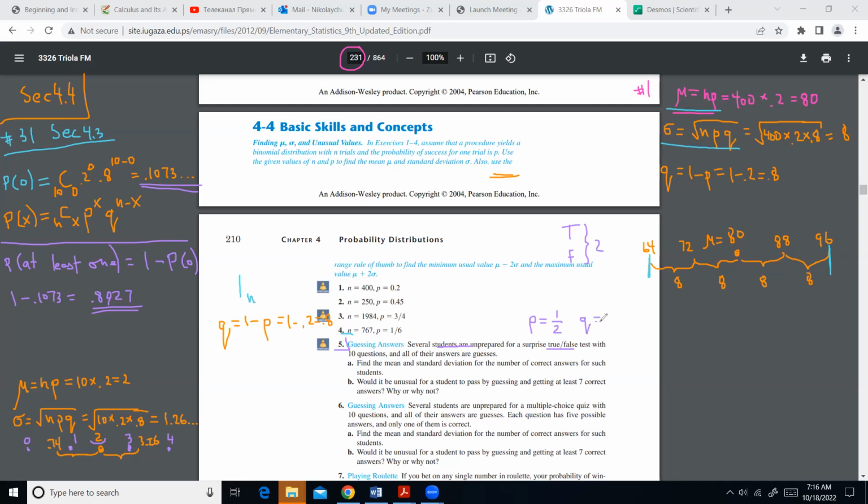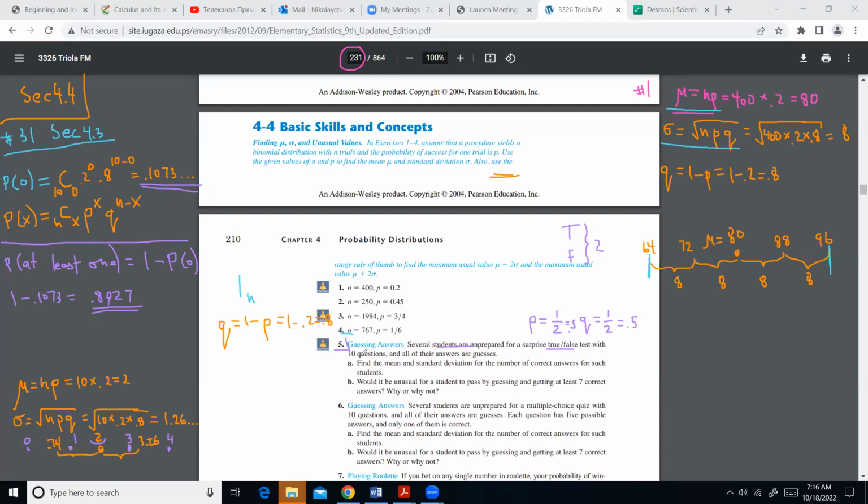So P is the probability that somebody guessed it correctly, and Q is that the answer is not correct. So it's 50% for P and 50% for Q. So 50-50, right? I hope you can see it's 50-50.